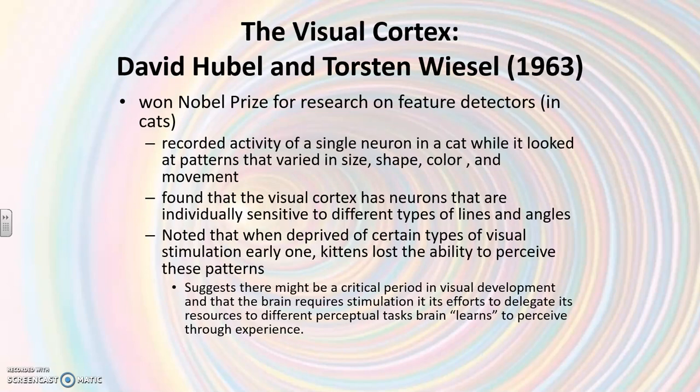This is Nobel Prize winning research in feature detectors, and there's a really important piece that you need to write down here. It just talks about how they found something within cats that helps.